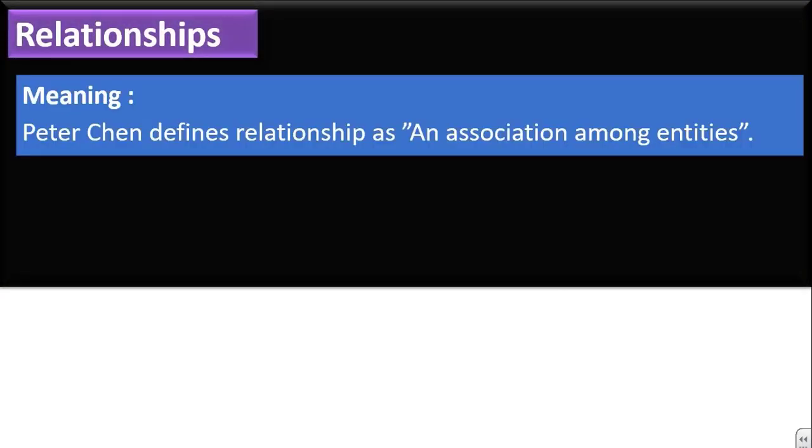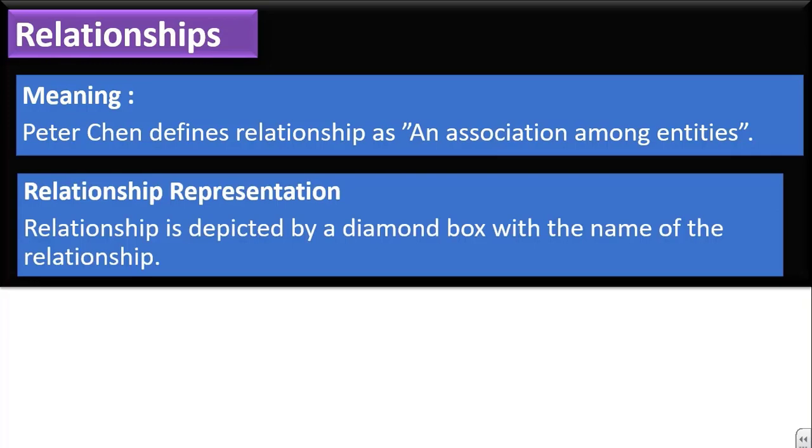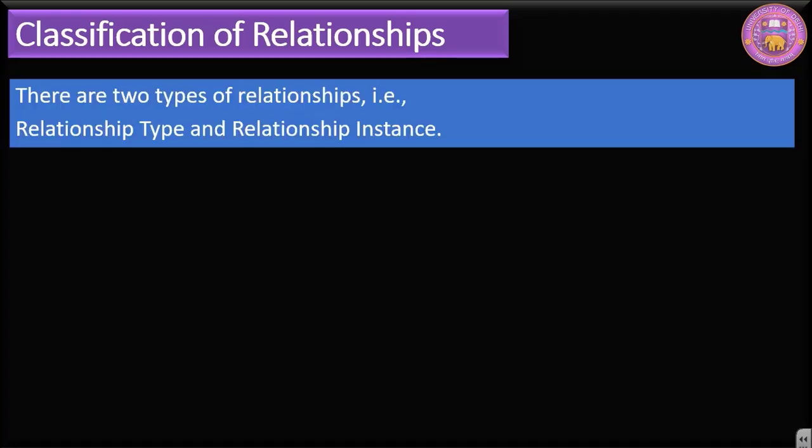Relationships. Peter Chen defined a relationship as an association among entities. Relationship representation. How do we represent a relationship? A relationship is depicted by a diamond box with the name of the relationship. We have a named relationship. Classification of relationship. There are two types of relationship. One is relationship type and the second is relationship instance.